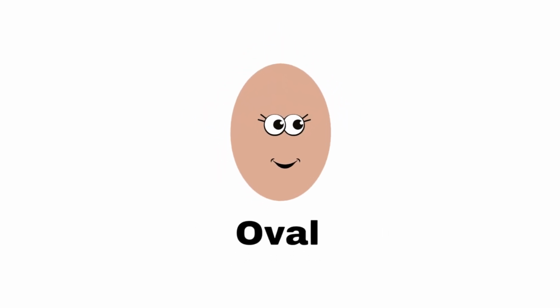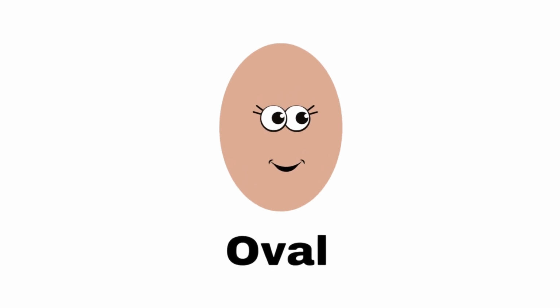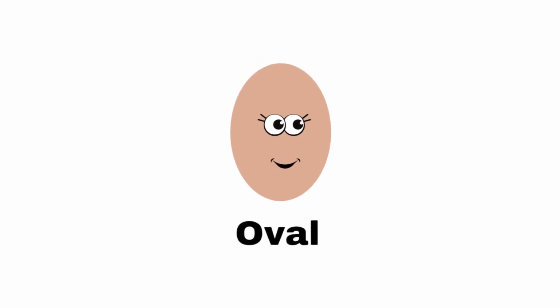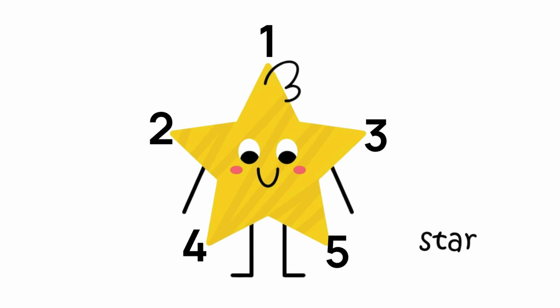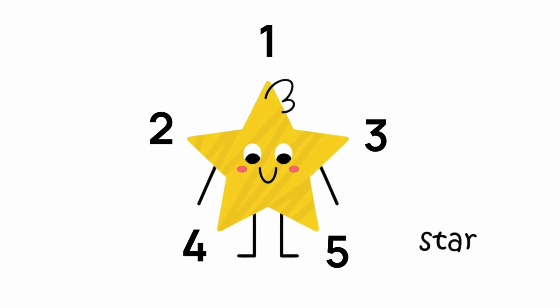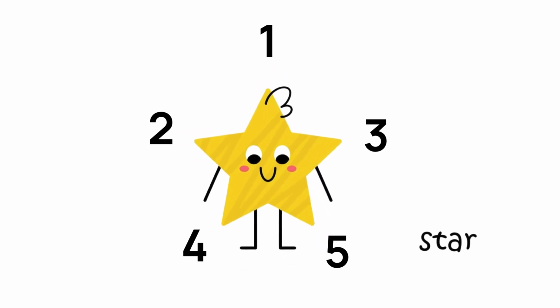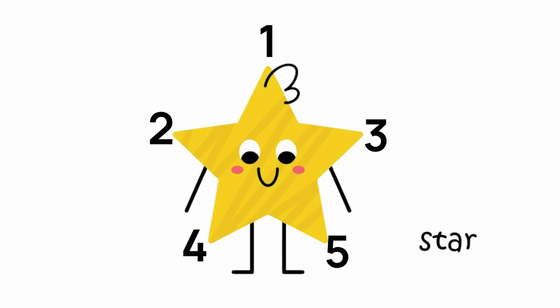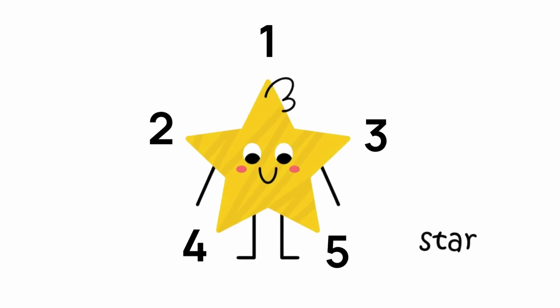This is an oval. Like a circle, it has no sides. It looks like an egg. This is a star. A star has 10 straight lines that make 5 points.